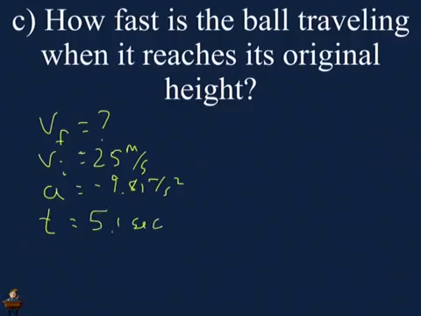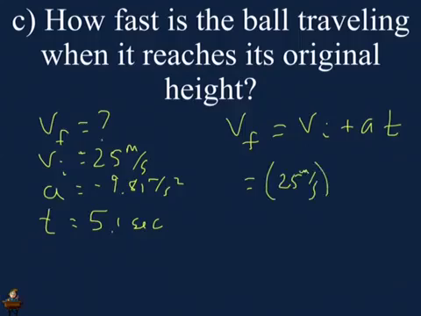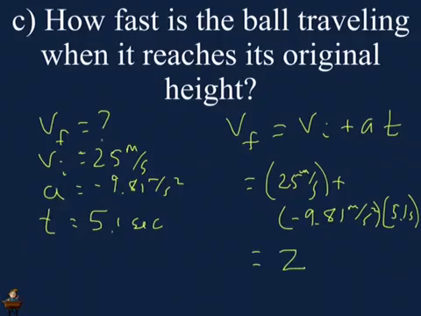So all we have to do is go back to the equation that we used before. v final equals v initial plus a t, or g t, and solve for v final. v initial was 25. a is negative 9.81 meters per second squared, and t is 5.1 seconds. When you do that math, you get v final equal to negative 25 meters per second.